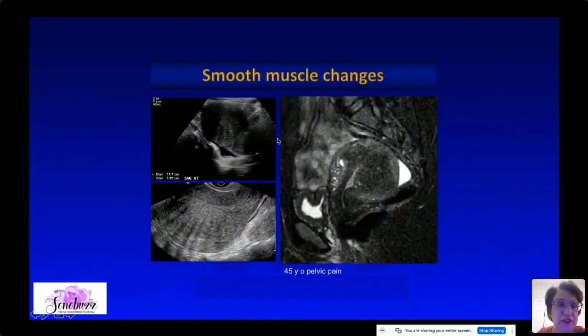This is an enlarged sort of globular uterus and you can see here that there's this streaky shadowing from the posterior myometrium, the Venetian blind, and this MR here confirms marked thickening of the junctional zone in this patient with adenomyosis. The patient presented with pelvic pain.